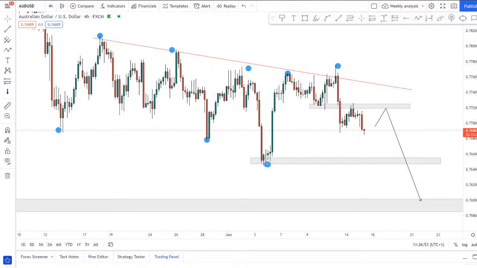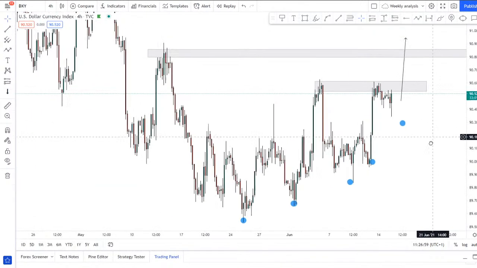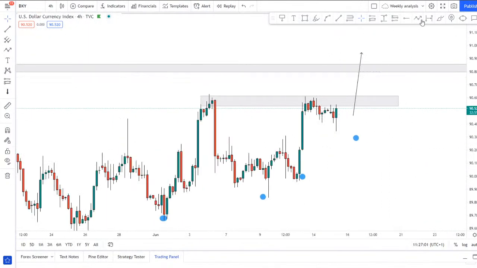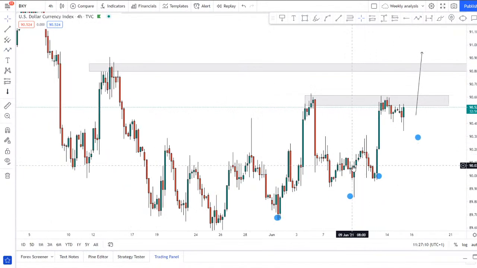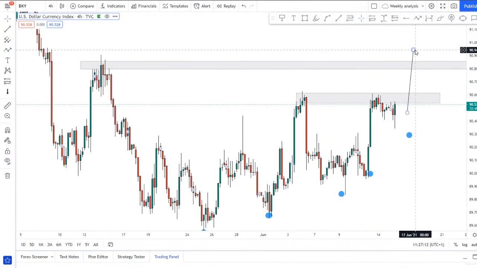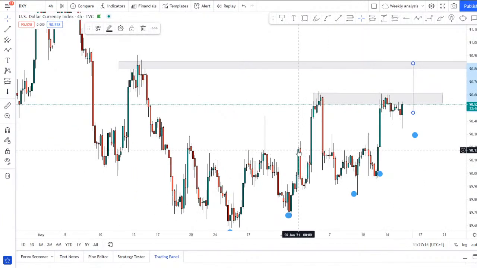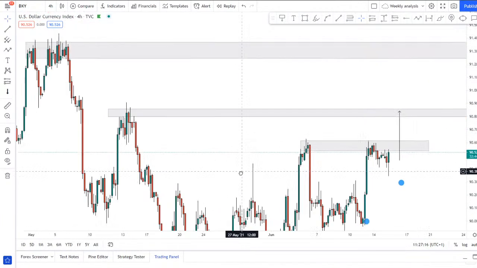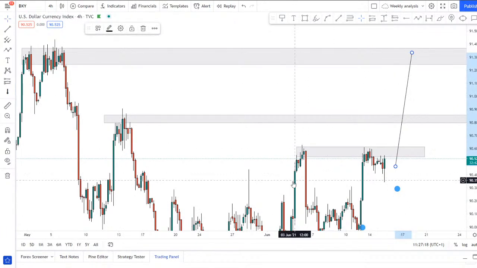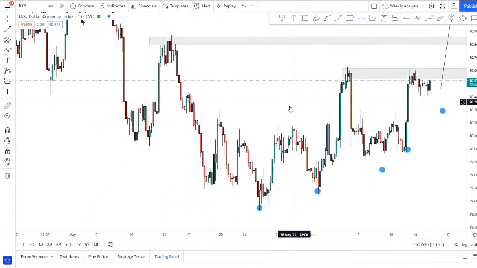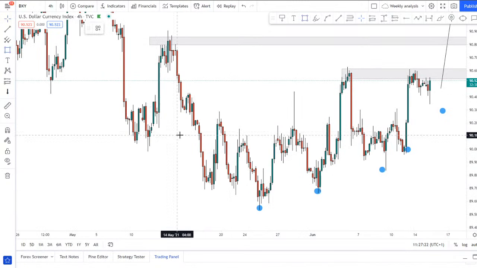So I'm expecting to see that DXY go up. I'm not too sure if it might pull back a little bit more first, maybe halfway, and then move up, but nonetheless I'm expecting price to break that resistance and push into that level there, which is around 98.00, and a break of that into 91.300. So my bias is firmly to the upside for the DXY.